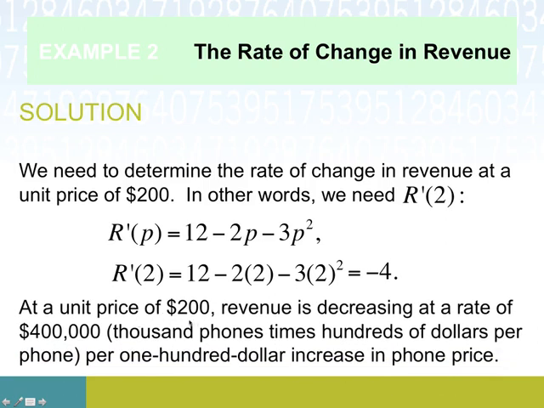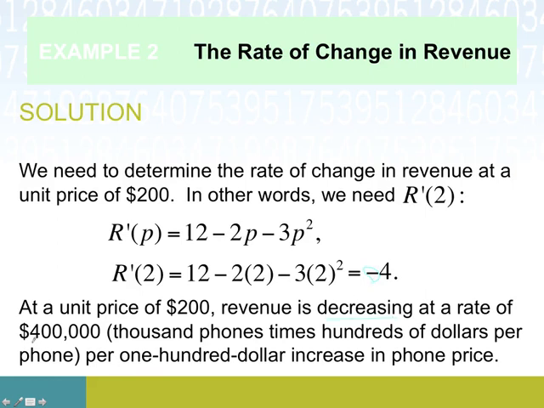So at a unit price of $200, this is our interpretation piece. Again, remember that being able to interpret the result of a derivative is one of the most important skills that we can build here. At a unit price of $200 per phone, revenue is decreasing. The decreasing is because of the negative. So just the fact that this is going downhill is what implies that we're decreasing.